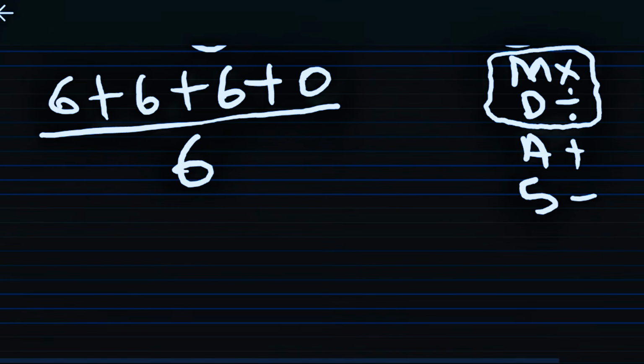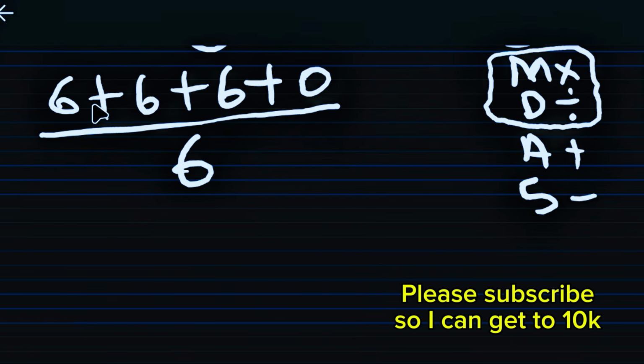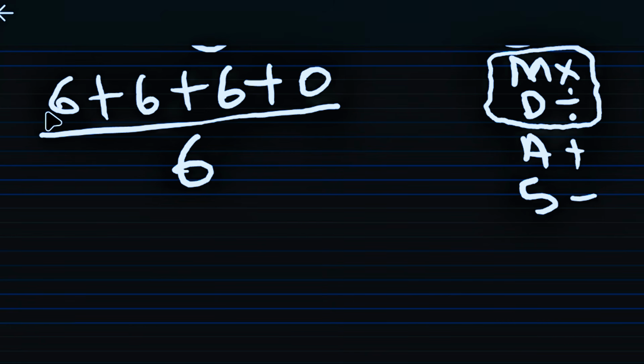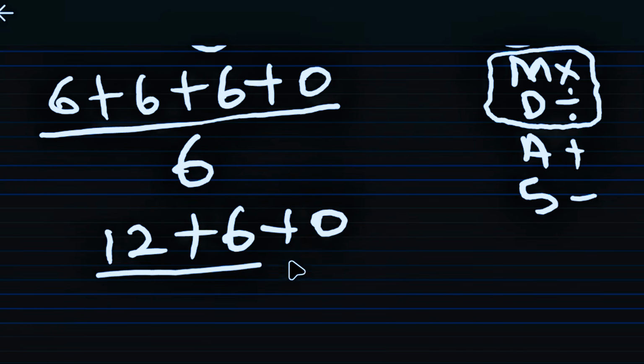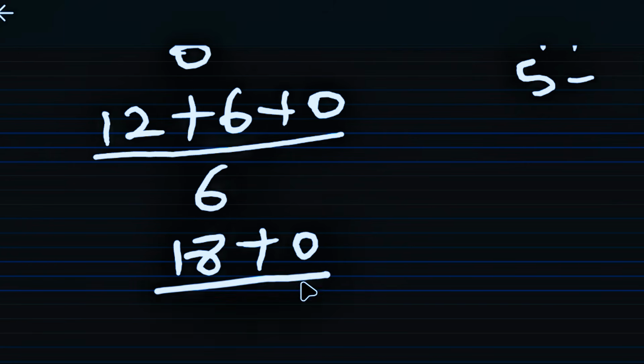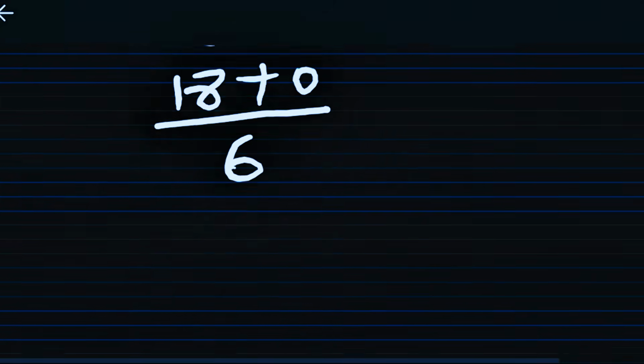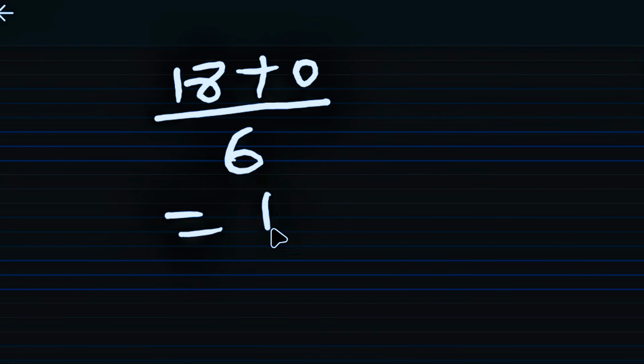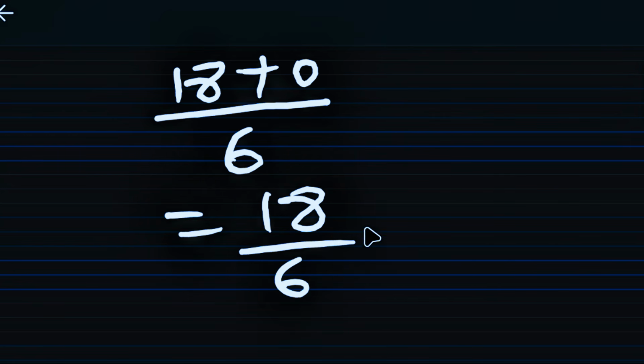From here, we now add together because we have only addition in the numerator. According to the order of operation as well, when you have more than one addition in an expression, you can simply add from the left to the right. 6 plus 6 equals 12, plus this 6, then plus 0, divide by 6. 12 plus 6 equals 18, plus 0, divide by 6. 18 plus 0 equals 18, then divide by 6. And 18 divided by 6 equals 3 as the right answer.